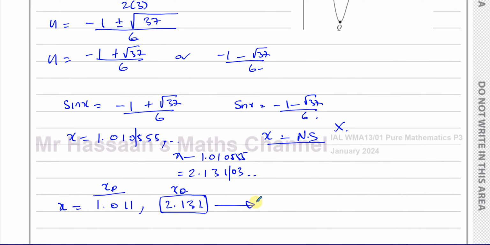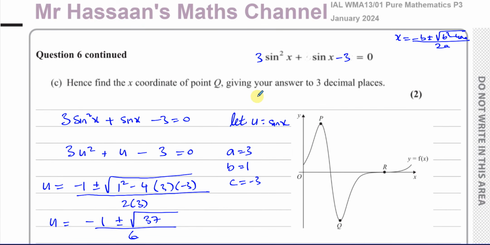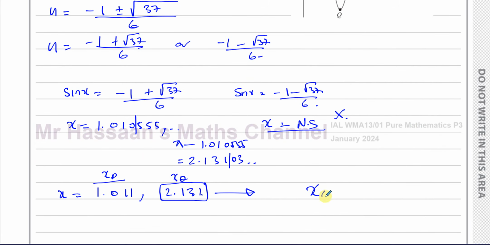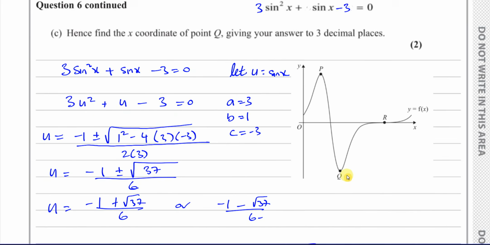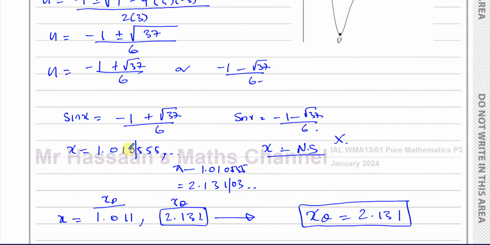So they want us to give the x coordinate of the point Q. We can say the x coordinate of the point Q is equal to 2.131. We don't want the x coordinate of point P, we want the one for Q, which is going to be the second answer that we get. So we have to find the principal solution and then do pi minus the principal solution, because we're talking about the sine curve. We know that for the sine curve, to find the second solution, you do pi minus the principal solution. Those are the two main solutions, and we're looking for the second solution, so x equals 2.131.